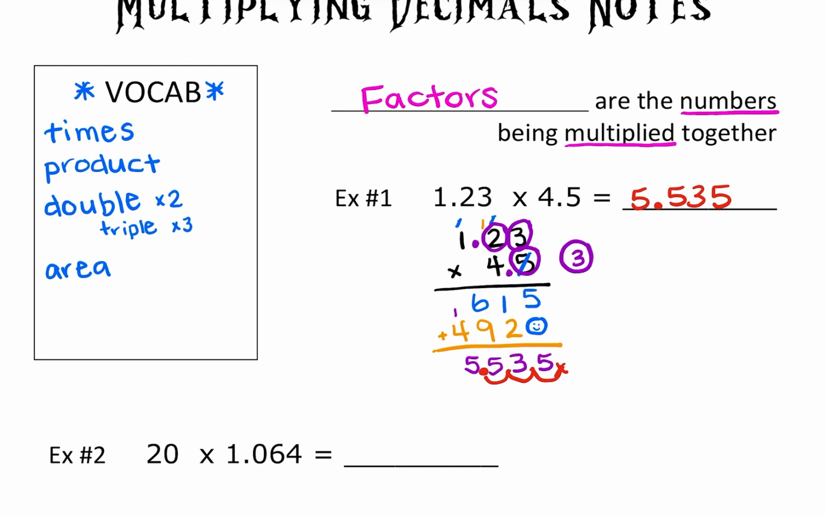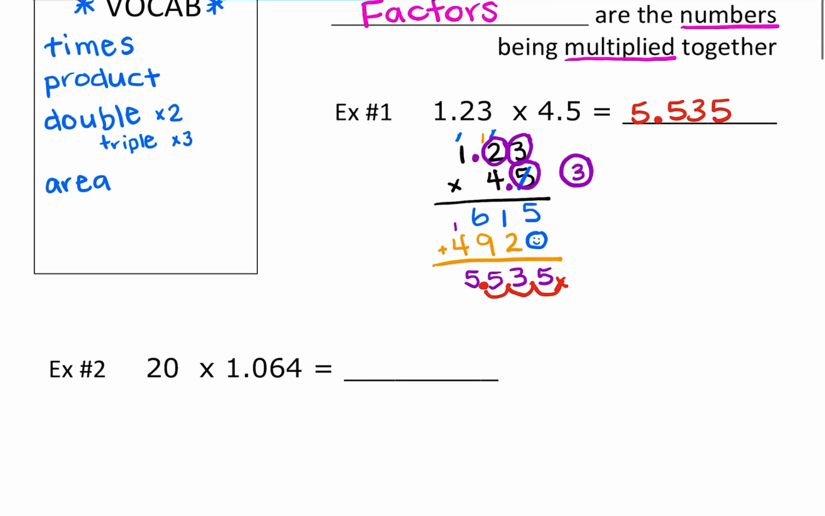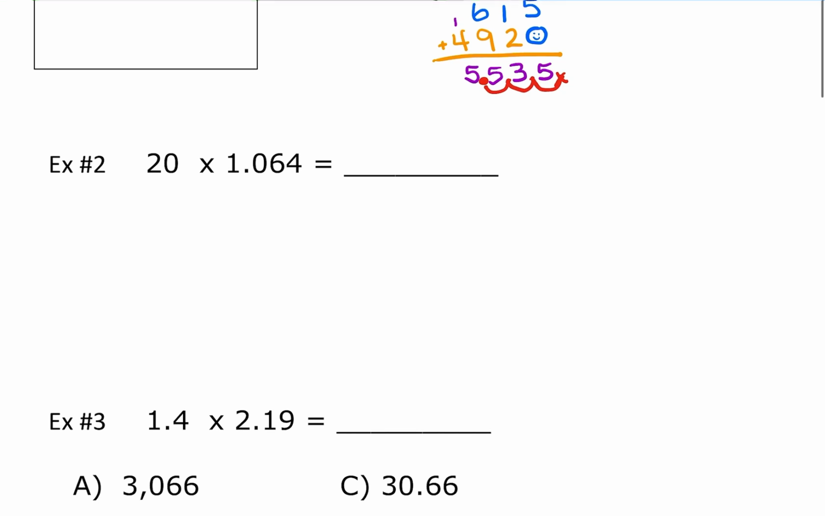or 5 and 535 thousandths. So that is how we do decimals. So let's practice on the next one. Now we have 20 times 1.064. So again, my longer number goes on top, and I'm going to set it up over here.